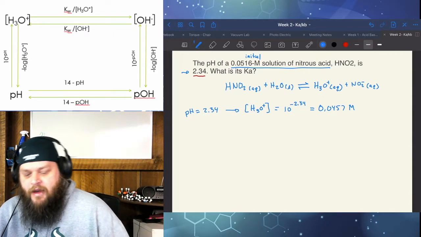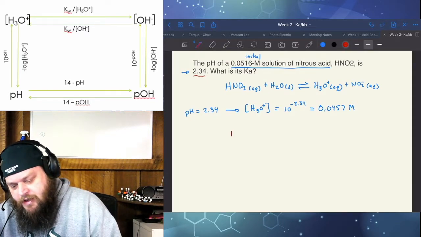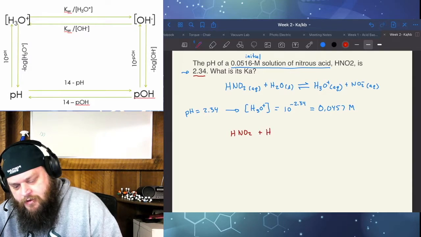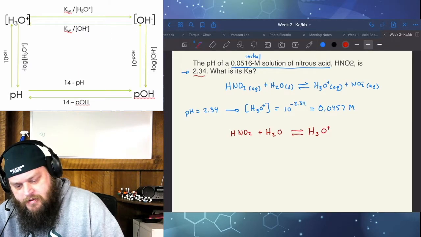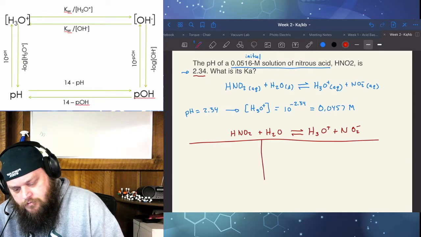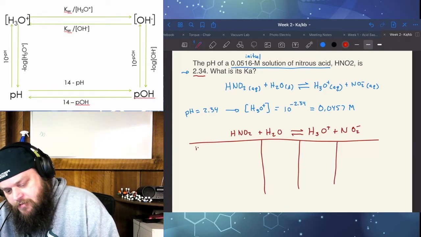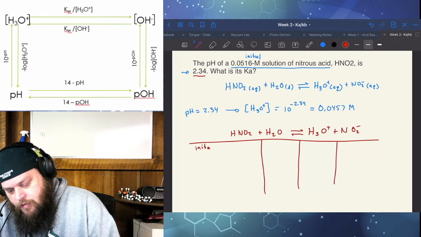So now we can set up our ice table. I'm going to write out the reaction again. HNO2 plus H2O. It's going to be in equilibrium with H3O plus NO2 minus. So what is our initial concentration?